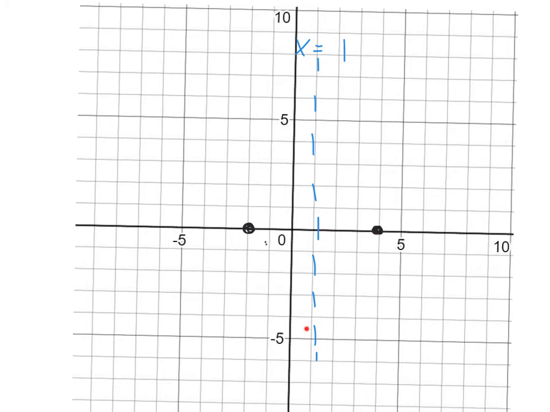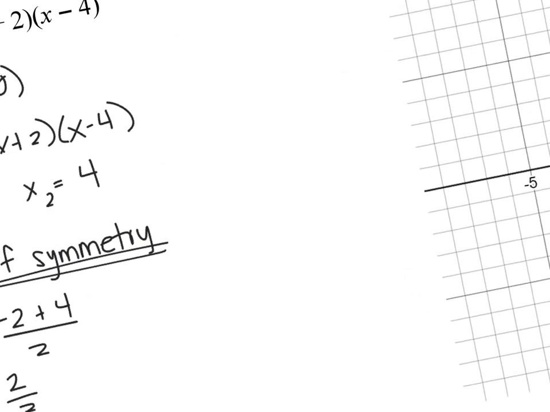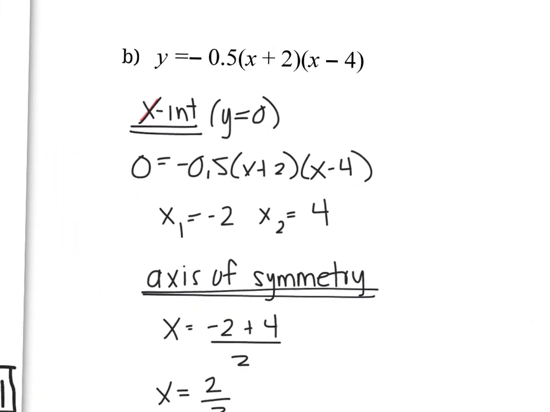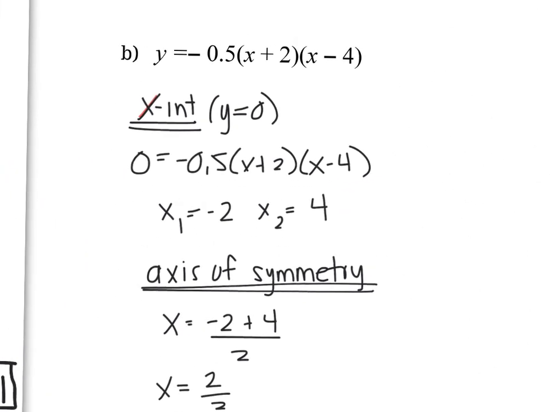Is the vertex going to exist down here, or is it going to exist up here? Is this guy going to open up, or is it going to open down? That's the question. So taking a look here, we see that the leading coefficient is negative, which means that this parabola should open down. So let's take up the next step.